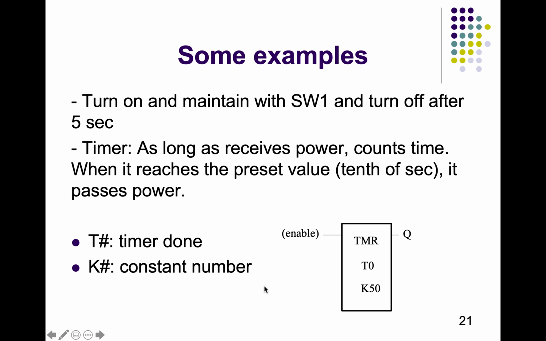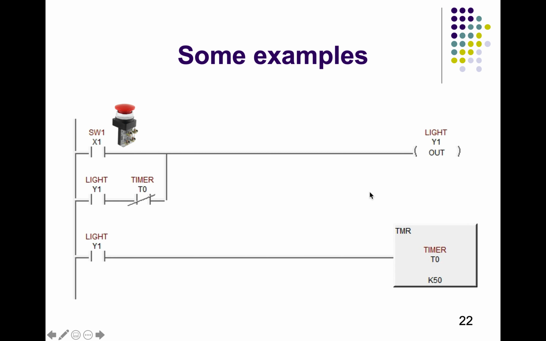So in our lab we are going to use a timer in which we will give the value in tenths of a second. So here K followed by a number is how we define the time. So if we give 50, it is going to be 5 seconds. And T0 is a variable name we are giving to the timer. So T0 will be active after 5 seconds. So the programming can be done as shown here.